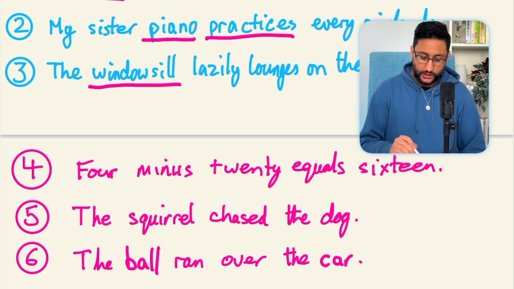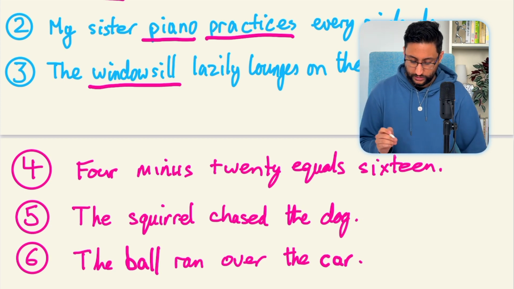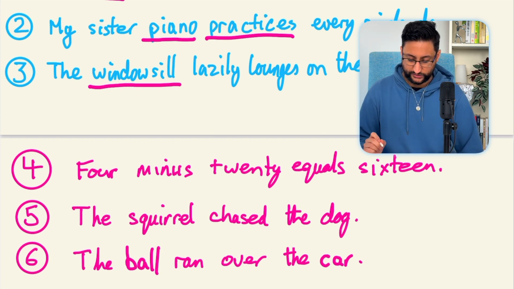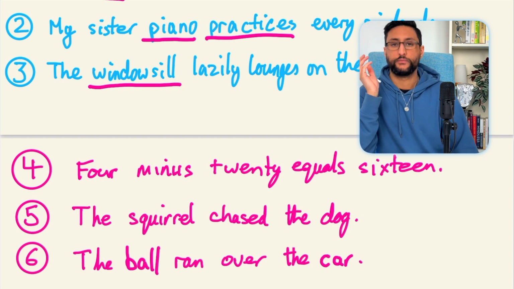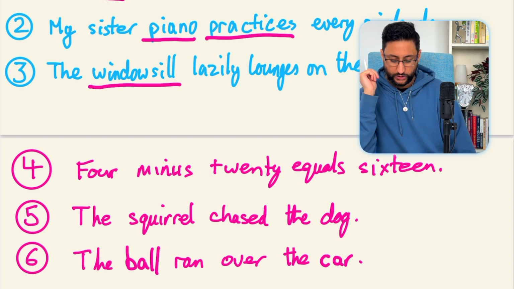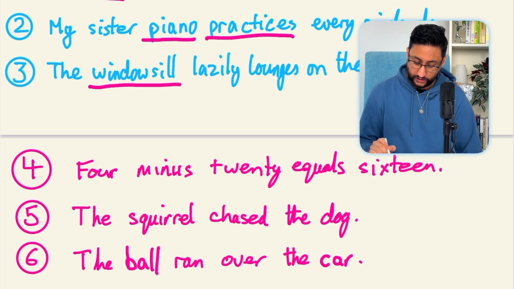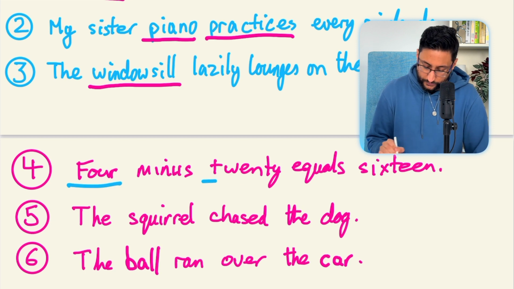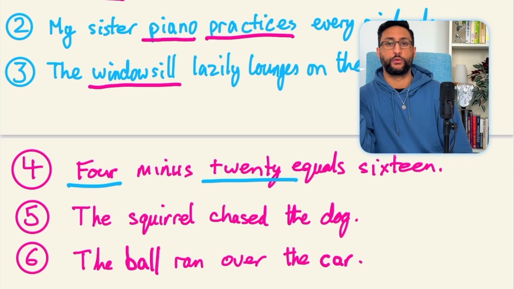Let's look at a couple more obscure examples. Question 4. This is actually a maths question, which you should be able to tell doesn't really make sense. 4 minus 20 equals 16. Now, can we tell what's wrong with that? 4 minus 20 is not 16. So we're going to assume that two of the numbers are swapped over. 16 minus 20 doesn't equal 4. So we're going to say 4 and 20 should be swapped over, because 20 minus 4 does equal 16.